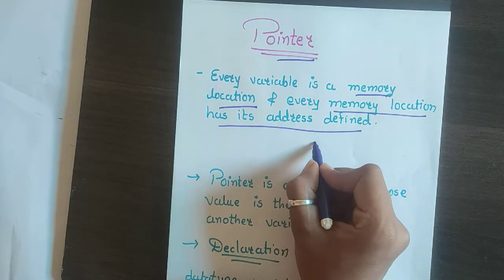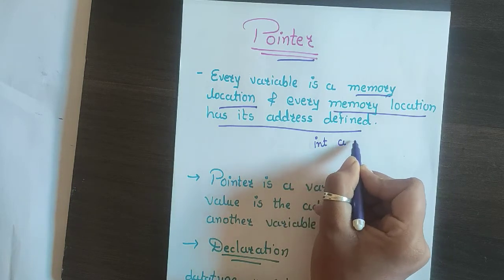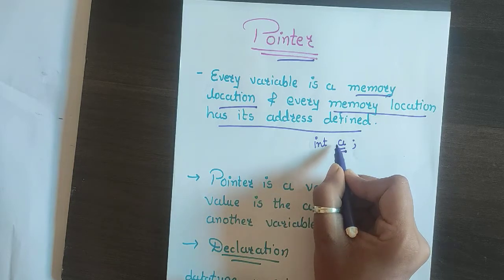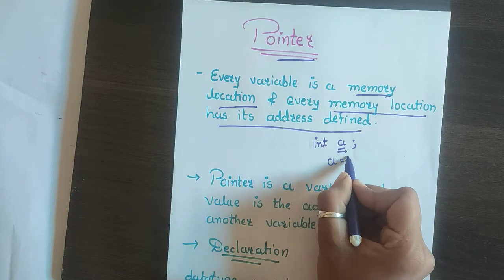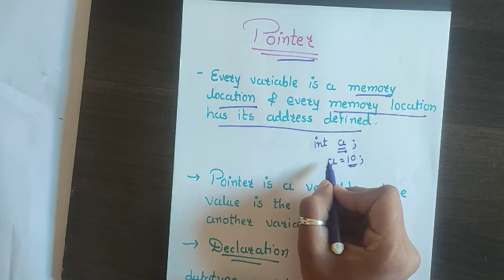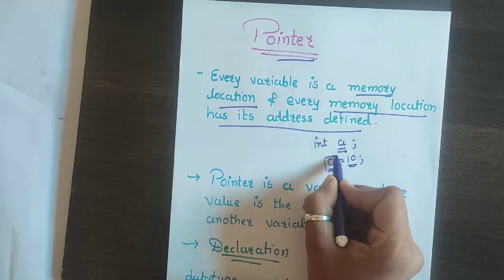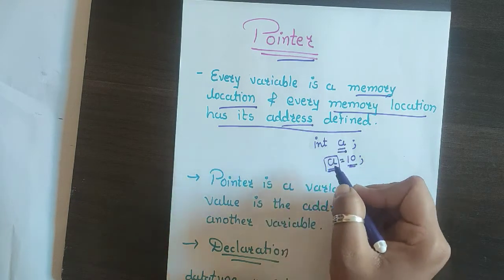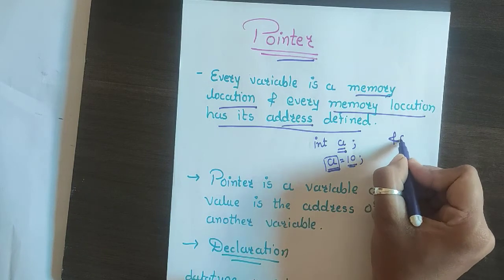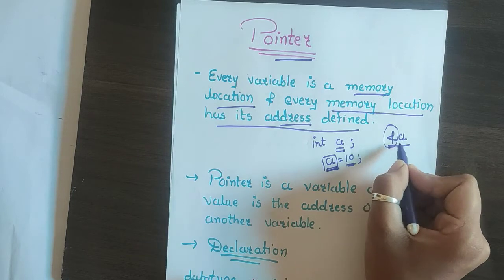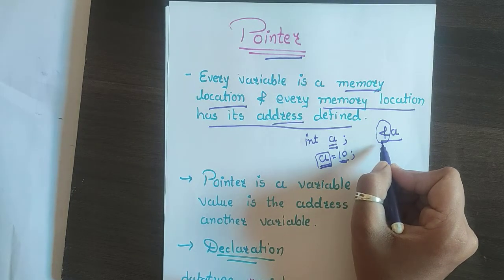So if I define int a, this variable is a memory location. And at that location, if I am assigning a equal to 10, that means I am assigning this value 10 at location a. Now every location has an address, and we write this address as &a. If I write an ampersand preceding this variable name, it shows the address.